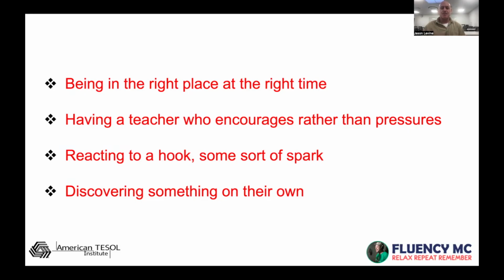Reacting to a hook, some sort of spark. We're going to get into it right now, actually, with an example. We will get into teacher strategies, but here's one already. Reacting to a hook, some sort of spark, could be outside the classroom or in the classroom.